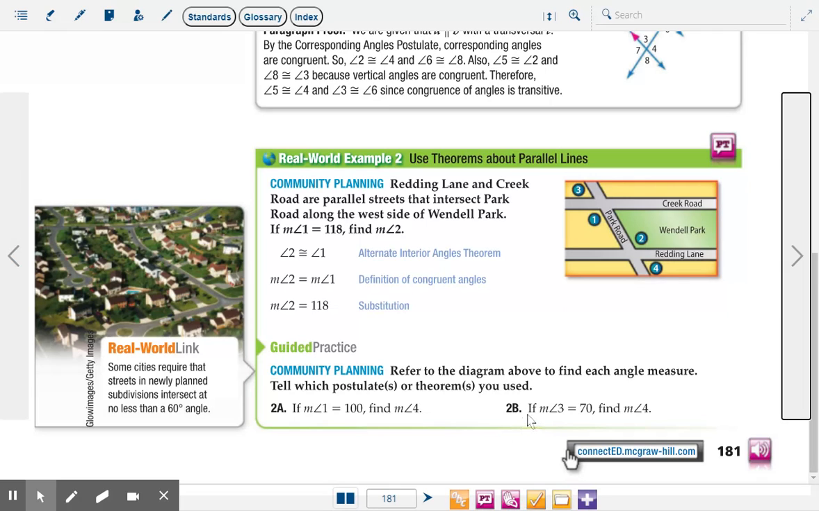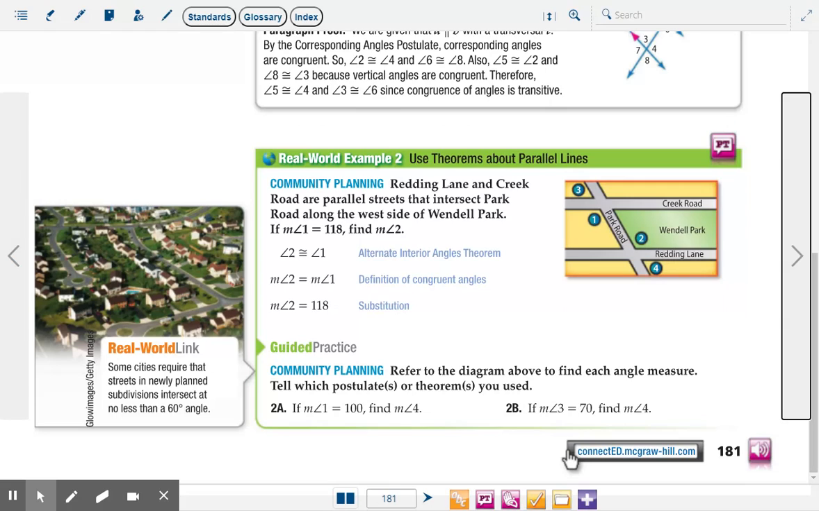Okay, different situation. This time, angle 3. Suppose angle 3 was 70 degrees. What's angle 4? Oh, you know what? I recognize this. Angle 3 and 4 are alternate exterior angles. Alternate exteriors are congruent. If 3 is 70 degrees, 4 is 70 degrees.